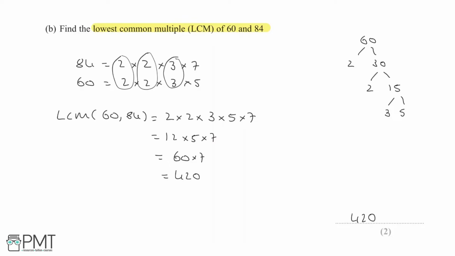This part is worth 2 marks. The first mark comes for at least 3 multiples of both 60 and 84, as we have done here. And the second mark comes for getting 420 as the correct final answer.